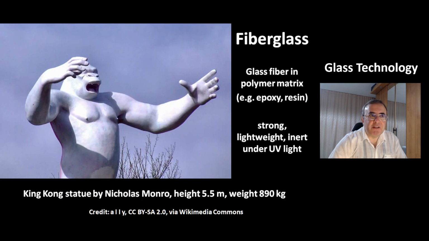This is a picture of fiberglass structure. Fiberglass is glass fiber in a polymer matrix. It could be epoxy or resin. It's strong, lightweight, and inert under UV light. This picture shows you the King Kong statue of Nicholas Monroe. It has a height of 5.50 meters and a weight of 890 kilograms.